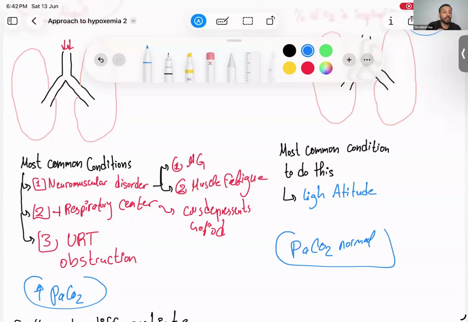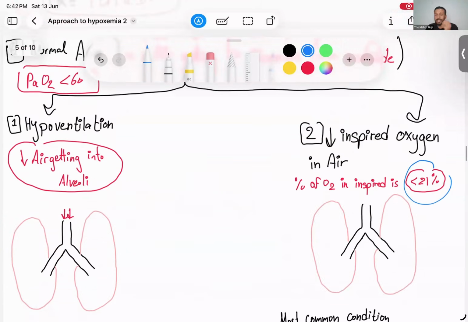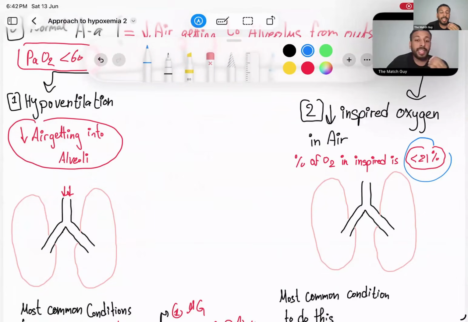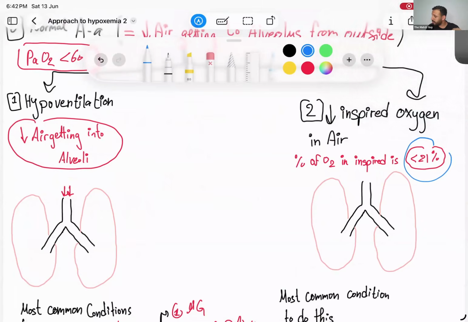And those who have a problem in inspired oxygen don't have a problem in ventilation. They're getting air in and air out, but the inspired oxygen is decreased. But they can get the air out. So what will happen to the CO2 level in them? It's going to stay at the normal level. Okay?